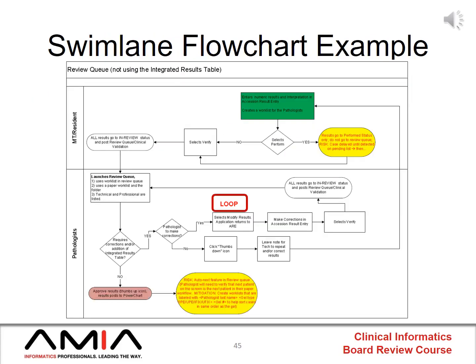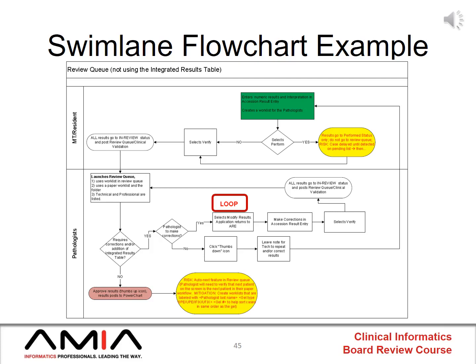In this slide, we have a simple swim lane flowchart. You'll notice that there are 2 swim lanes. One swim lane is for the medical technologist or resident, and the other swim lane is for a pathologist. The workflow starts with the medical technologist or resident in that a preliminary laboratory result goes to in review status in the review queue, but you'll notice that the next step in the workflow process is performed by the pathologist.